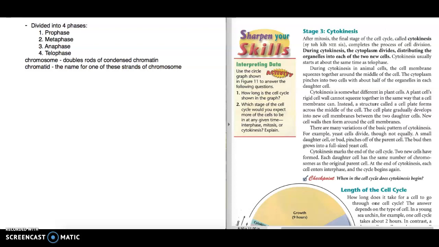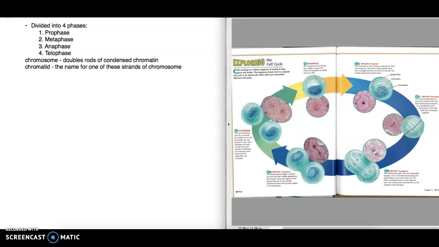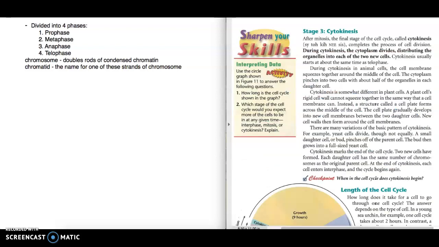All right, good work. We are over halfway through with this section. Hopefully at this point you are finished copying the figure, exploring the cell cycle into your notes. Turn to the next page, please. This is the start of section 3, the final of the 3 stages of cytokinesis.